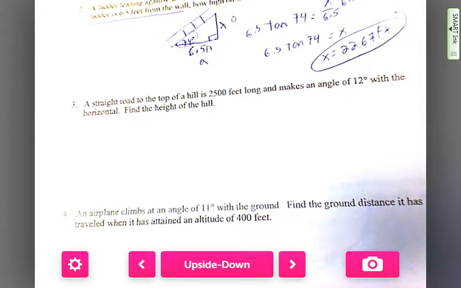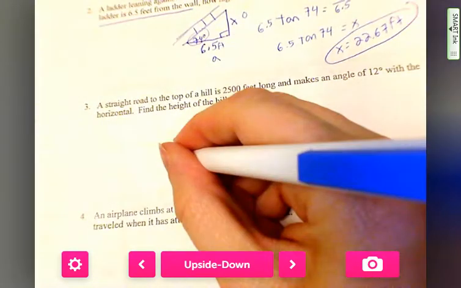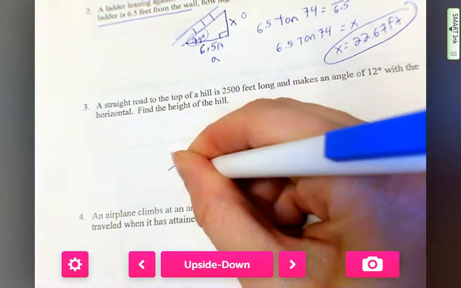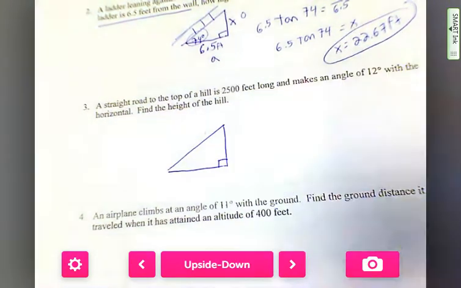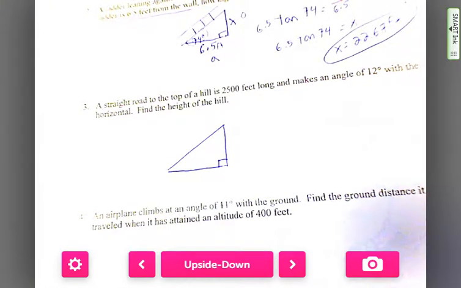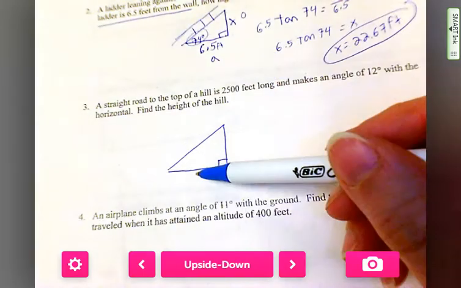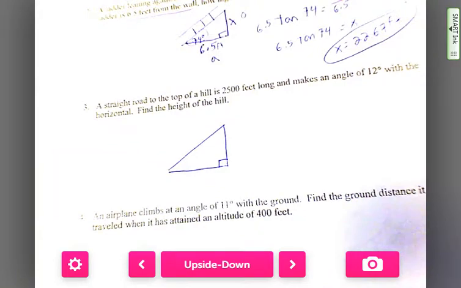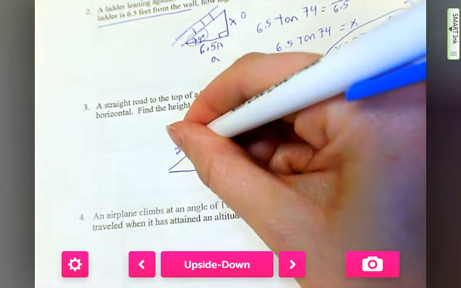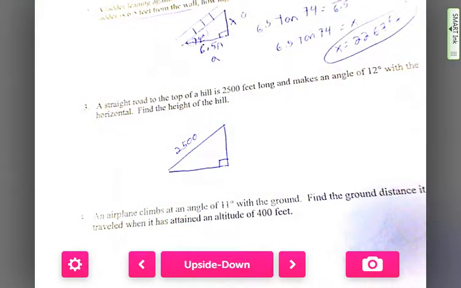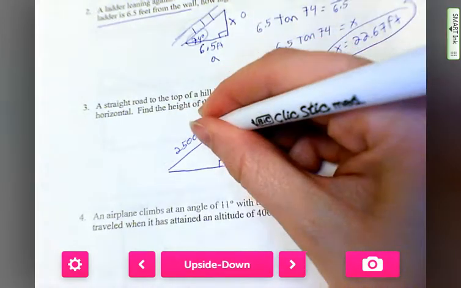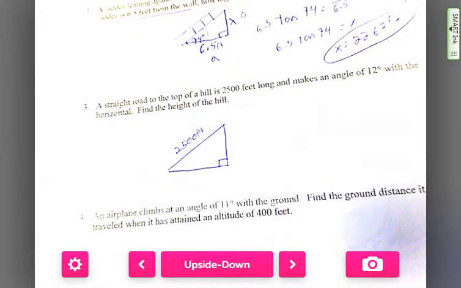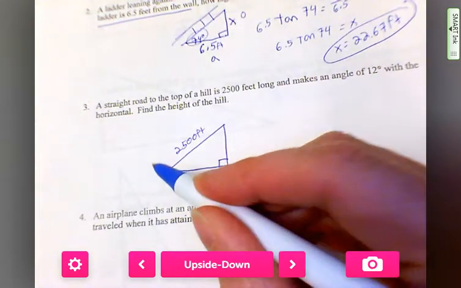Okay, ready? So you should have a right triangle, correct? Okay, I'm 2,500 feet long, up a hill. So where do I put that? Do I put that on the bottom, on the side, or is it the hypotenuse? Good. It is the hypotenuse. Okay, that's my 2,500 feet. Where does 12 degrees go? Does it go up top or on the bottom? Bottom, because it goes with a horizontal.